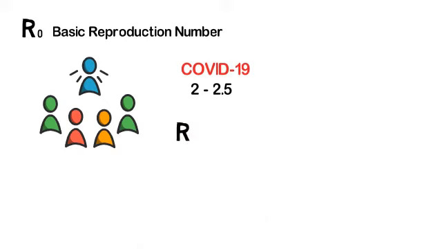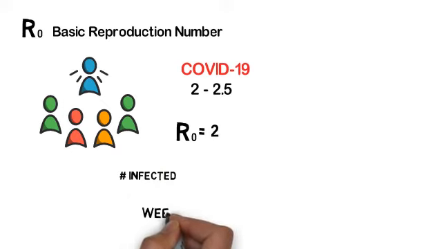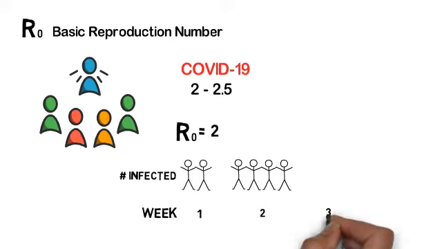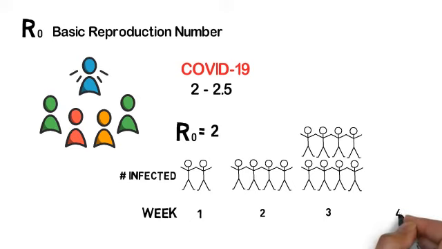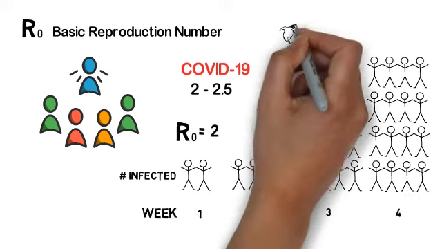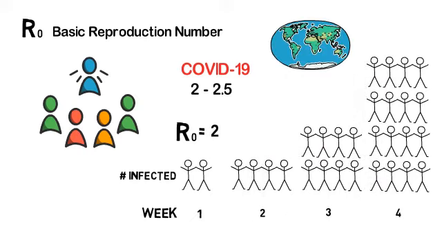For example, if R0 is equal to 2, and an infected person infects their victims within a week of becoming infectious, then a single infected person sparks the following groups of new infections. After 1 week, 2 new infections. After 2 weeks, 4 new infections. After 3 weeks, 8 new infections. After 4 weeks, 16 new infections. At this rate, the entire world population, 7.8 billion, would be infected within 33 weeks.